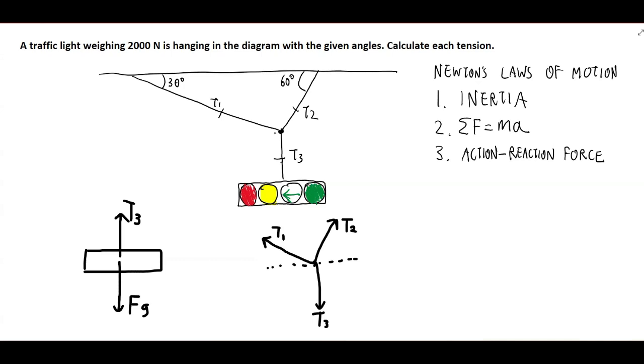Since these two lines, the dotted and the dashed line, are parallel to each other, I know that this angle is 30 degrees, and this angle is 60 degrees. And this is 60 degrees.